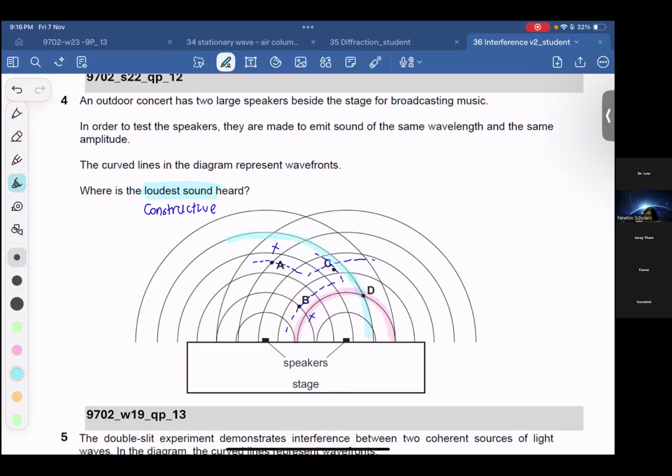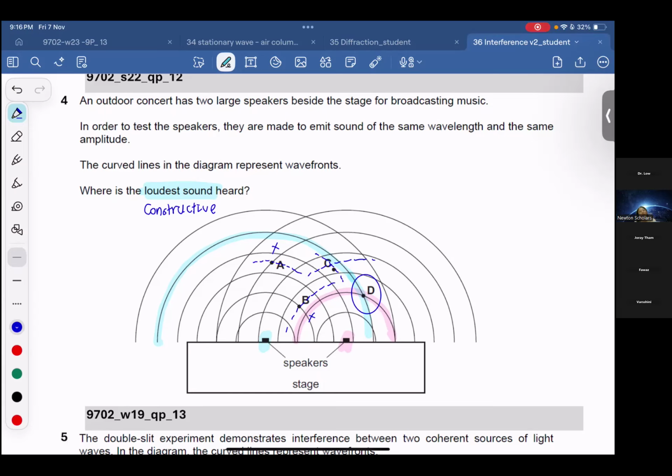Crest from this one meets with crest from this one. The two waves from two sources interfere and overlap, and then crest meets with crest, so it will form a louder sound. The answer should be D. Is that clear? Yes or no, dear? Okay, so we try question number 5.